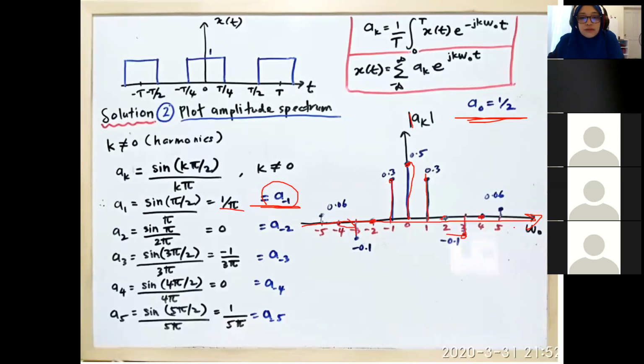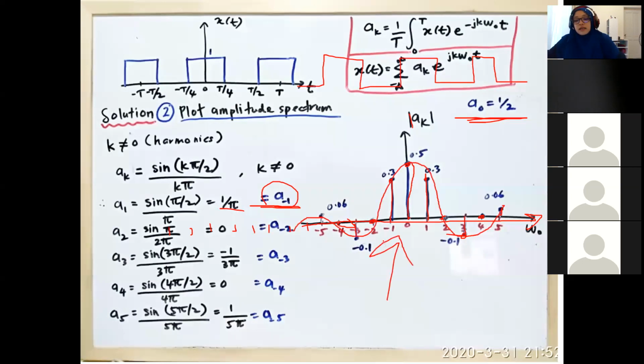A4 is 0 and A5 is 0. So if you see here, if you calculate until 10, you have a lot of signal here. The more you calculate, the more it will represent the periodic signal for a cosine wave. If you see here, it's similar to a cos waveform. So this is how you plot for ak.